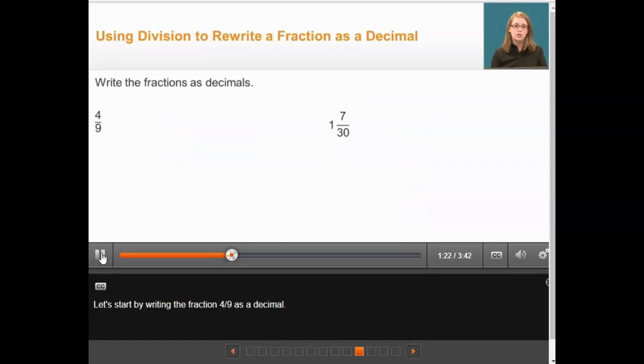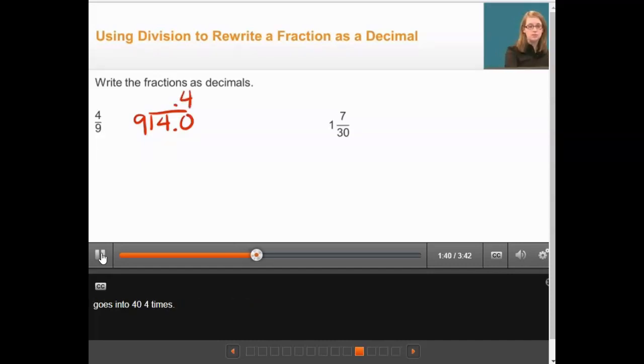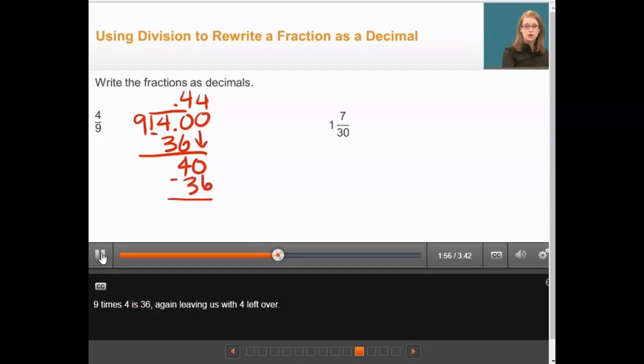Let's start by writing the fraction 4/9 as a decimal. 4/9 is written as 4 divided by 9. 9 can't go into 4, so we add our decimal and 0. Let's move our decimal point up, and 9 goes into 40 4 times. 9 times 4 is 36, leaving us with 4 left over. Let's bring down another 0. 9 goes into 40 4 times again. 9 times 4 is 36, again leaving us with 4 left over.